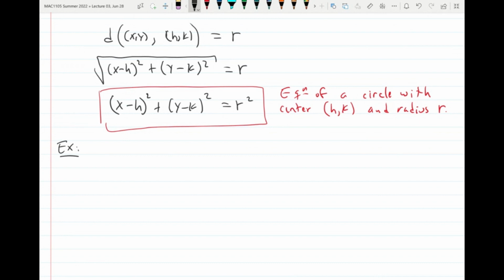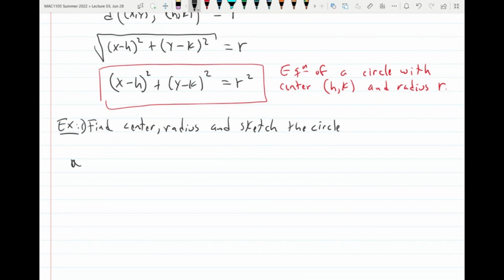First, find the center, the radius, and sketch the circle. Okay, so for the first one, A, let's do (x minus 2) squared plus (y plus 3) squared equals 25. And then here, let's do x squared plus y squared equals 1. Part B, that's a very important circle in trigonometry.